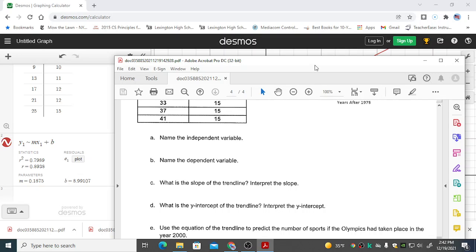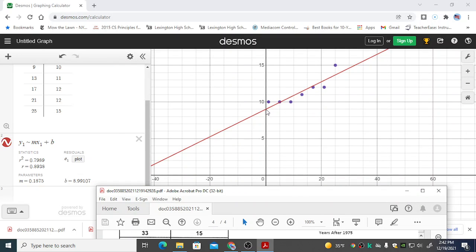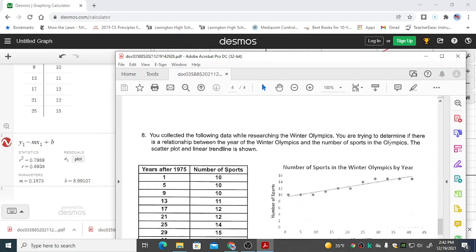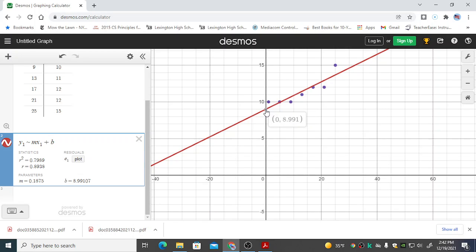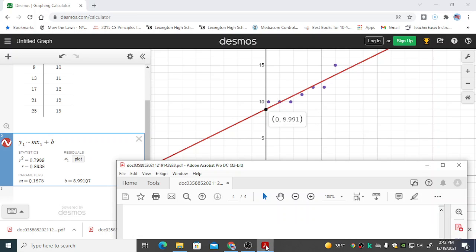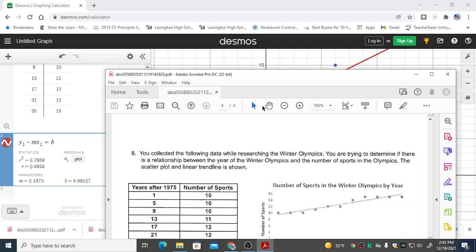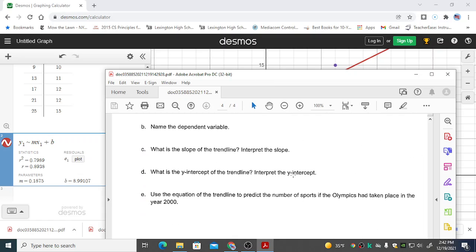What's the y-intercept? Well, y-intercept is this number right here, and in my information it says that it's years after 1975. So this y-intercept here would be 0, meaning 1975. So that would be where we're starting to look at our data, is in 1975. Okay? And use the equation of the trend line to predict the number of sports taking place in 2000.